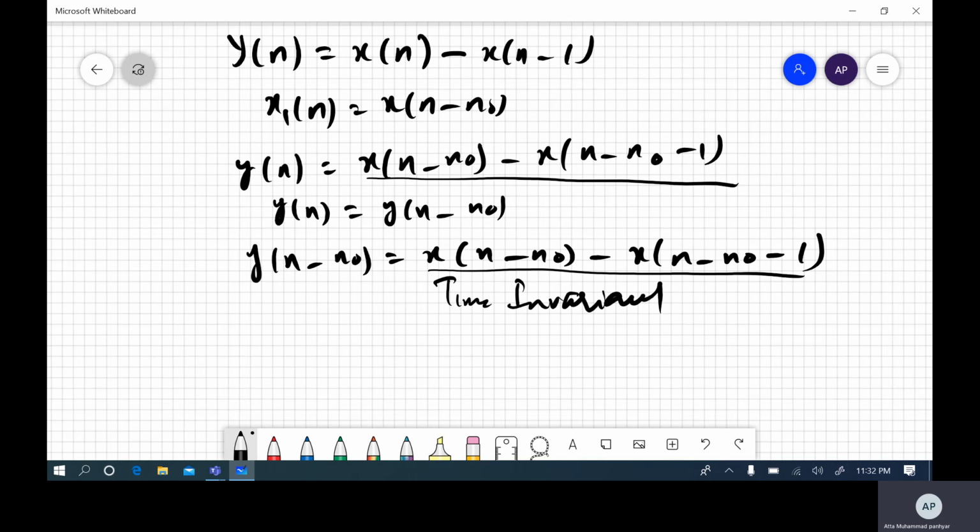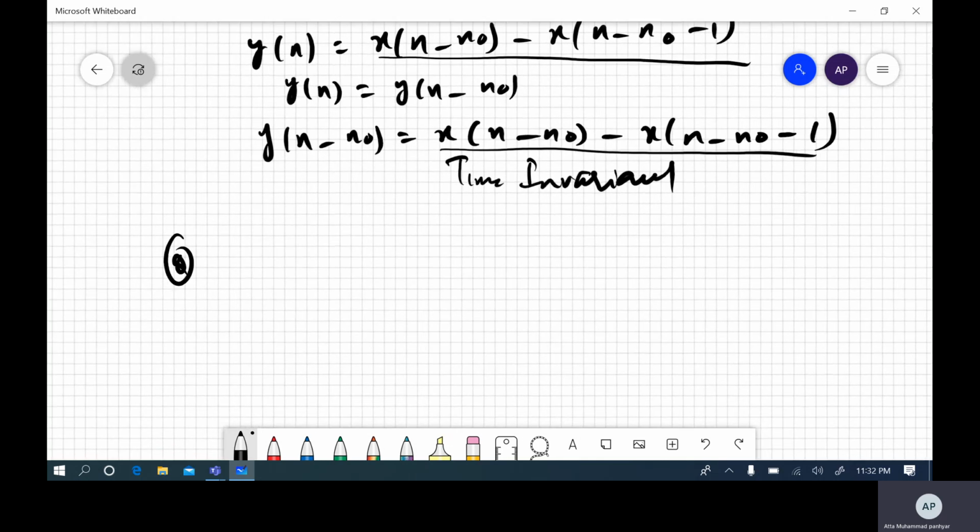The second question in that post is to determine whether y of n is equal to 5x of n minus 2 plus 2x of n is a memoryless or dynamic system, right? So the definition of a dynamic system is that the system depends on any future or past value, right?